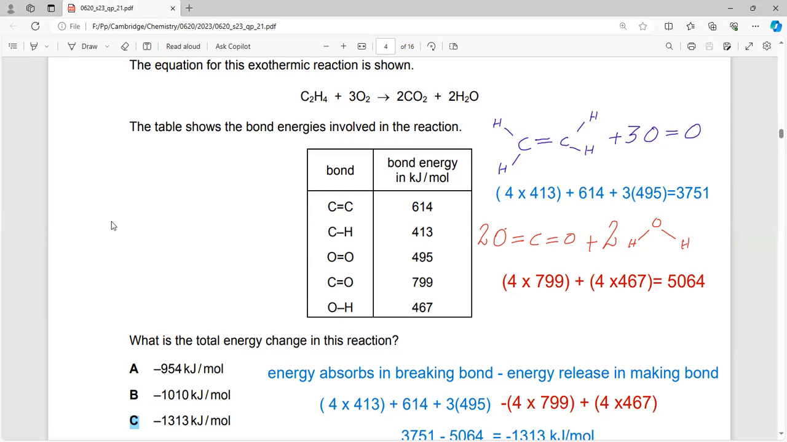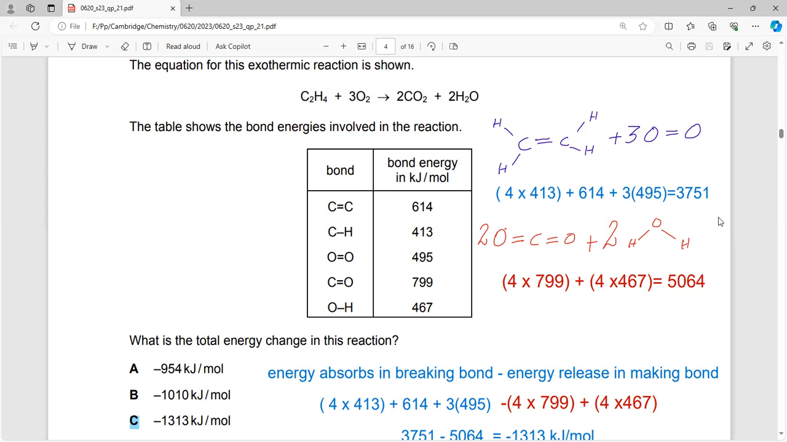So we're going to compare first. For example, ethene contains 1 carbon-carbon double bond, which is 614, plus it contains 4 carbon-hydrogen bonds. So 4 multiplied by its value, 413, we will take from the table, plus 3 oxygen-oxygen double bonds. So we're going to multiply 3 by 495, and that is equal to 3,751.